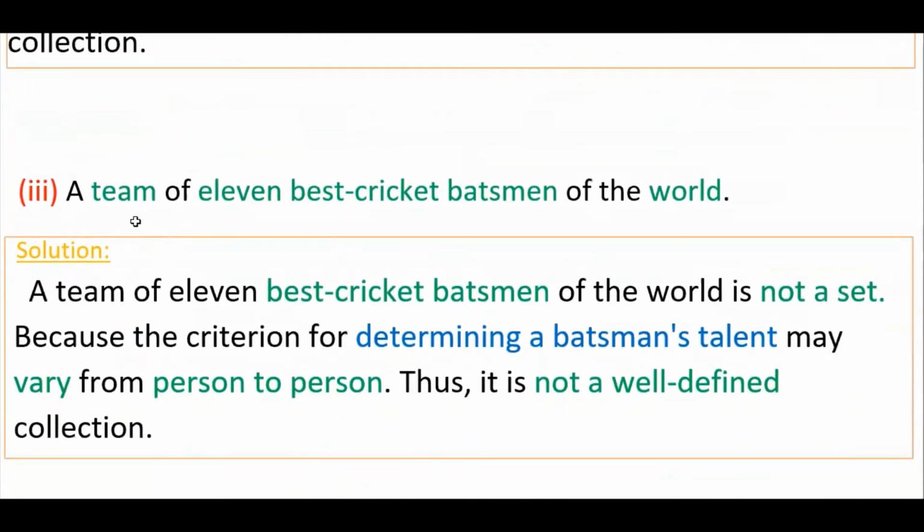And third one is a team of 11 best cricket batsmen of the world. This is also similar to second one. Here also best cricket batsmen we cannot decide because every time they may change from person to person and from time to time also. So a team of 11 best cricket batsmen of the world is not a set because the criterion for determining a batsman's talent may vary from person to person. Thus, it is not a well-defined collection.